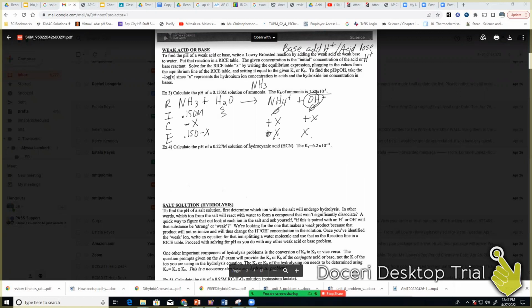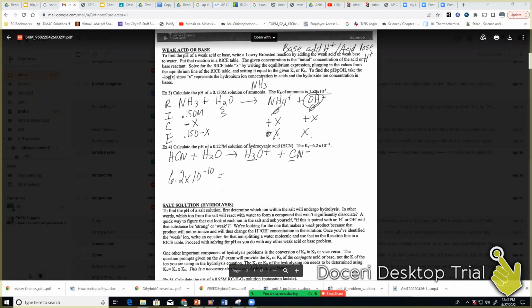So now I have a weak acid. I'm not going to do the whole RICE table, but let's go ahead and do our equation. HCN plus H2O. If it's an acid, it has to donate that hydrogen, so that's how I end up with H3O plus and CN minus. If we set up a RICE table, it's going to be that same pattern. So here I have my Ka. I'm going to say Ka is 6.2 times 10 to the negative 10th.